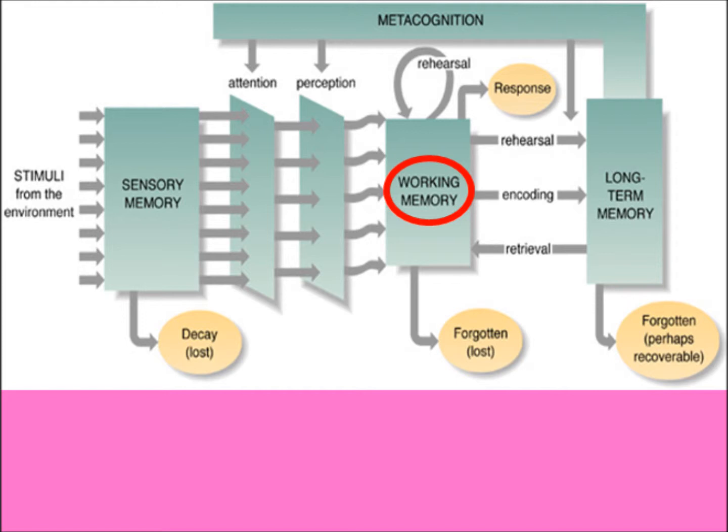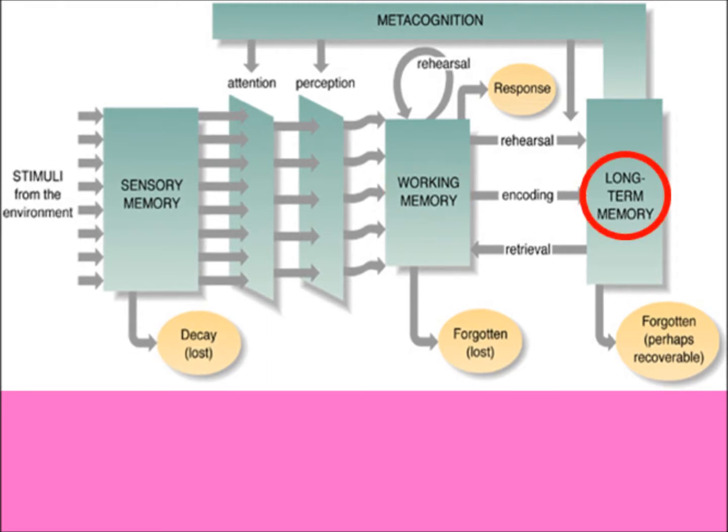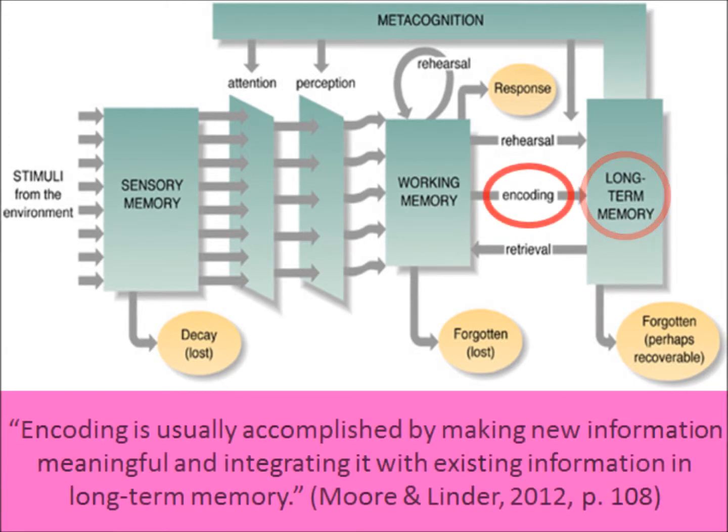Unlike the sensory memory, the short-term memory can only hold 5 to 9 chunks of information for about 20 to 30 seconds. Finally, the long-term memory permanently holds unlimited amounts of information that one has learned. In order for information to transfer from the working memory to long-term memory, the information must be encoded. Encoding is usually accomplished by making new information meaningful and integrating it with existing information in long-term memory.